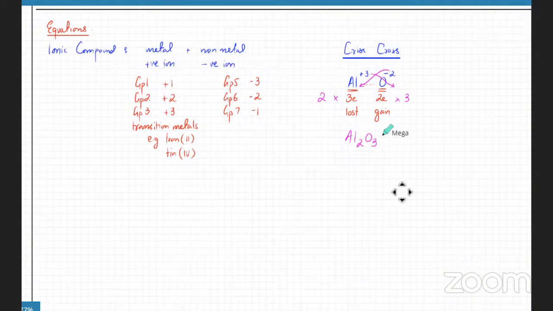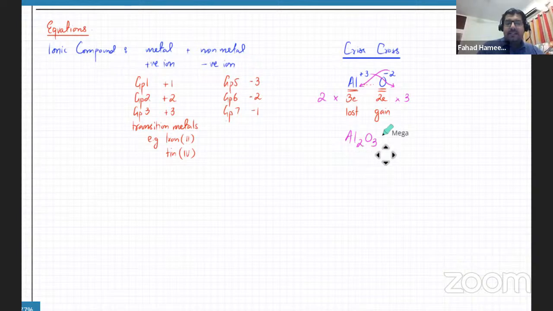Okay, one more thing. Make sure that this is the simplest ratio. I mean, 2:3 can't be simplified further, right? You can't really simplify 2:3. So remember to simplify at the end. When you do the whole crisscross thing, simplify the ratio. Most of the time, it's going to be the simplest ratio.